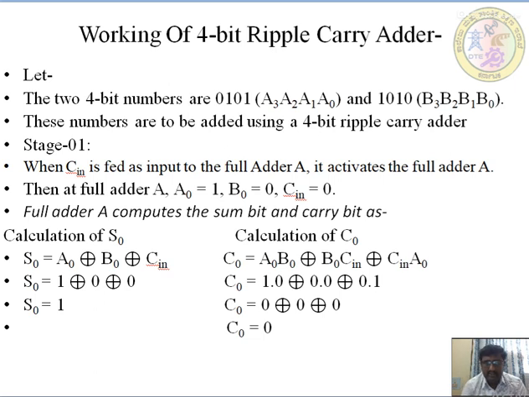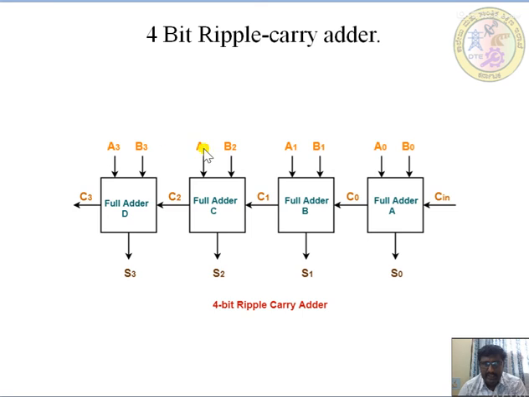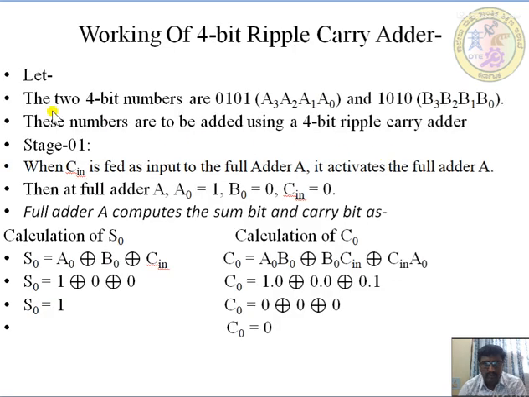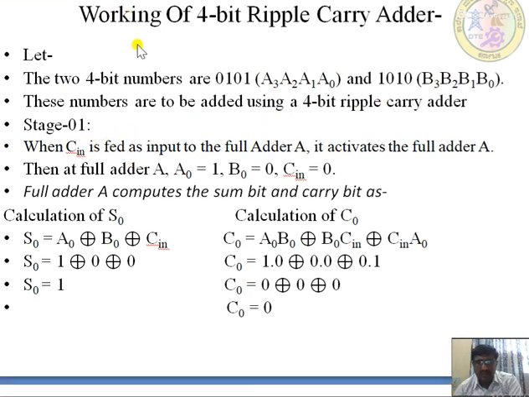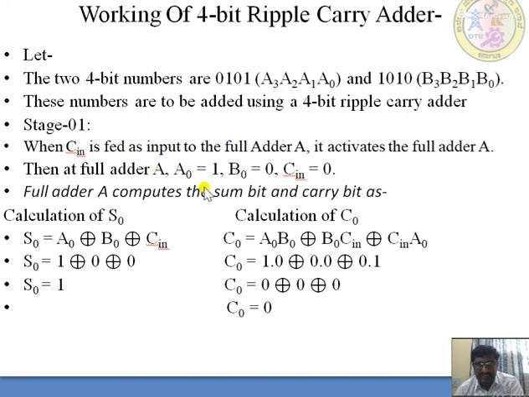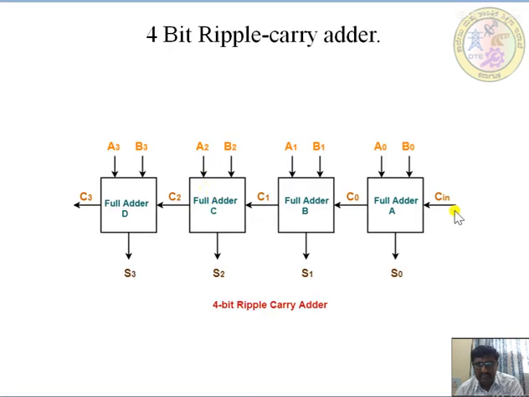Next, the working of a 4-bit ripple carry adder. Let the 4-bit numbers be 0, 1, 0, 1, that is A3, A2, A1, A0, and 1, 0, 1, 0, that is B3, B2, B1, B0. So you are just loading the values. A3, A2, A1, A0 is 0, 1, 0, 1, and B3, B2, B1, B0 is 1, 0, 1, 0. These numbers are to be added using a 4-bit ripple carry adder, as stage 1.